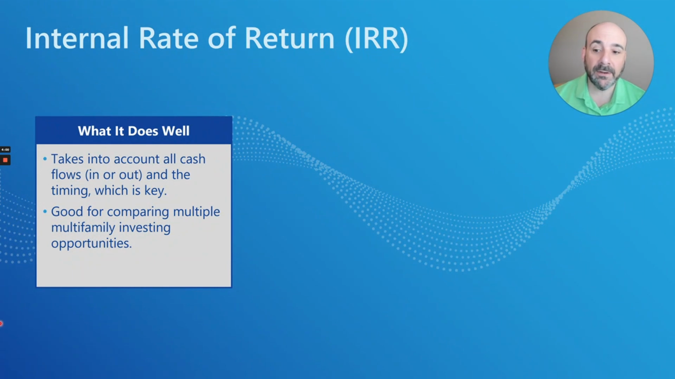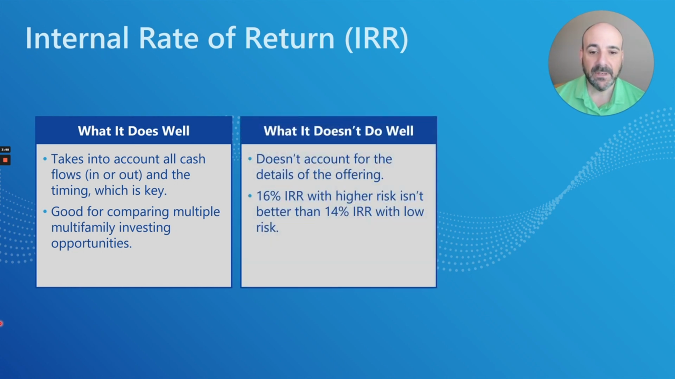So what does it do well? It takes into account all cash flows and the timing, which is really key. And it's really good for comparing different alternatives in investing. What it doesn't do well is it doesn't account for, say, details of the offering. For example, a 16% IRR is not necessarily better than a 14% IRR if there's higher risk involved in that 16% IRR that makes it unattractive.